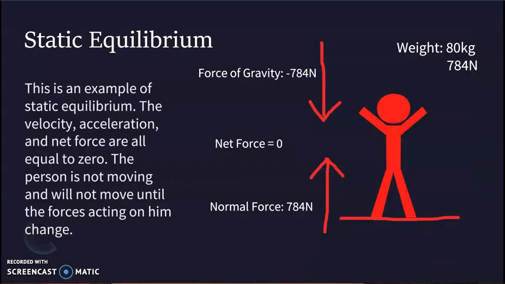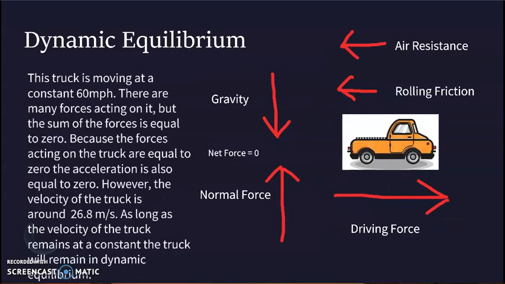Here's an example of static equilibrium. As you can see, the force of gravity is cancelled out by the normal force, leaving the net force to equal zero. The velocity, acceleration, and net force are all equal to zero. The person is not moving and will not move until the forces acting on him change.